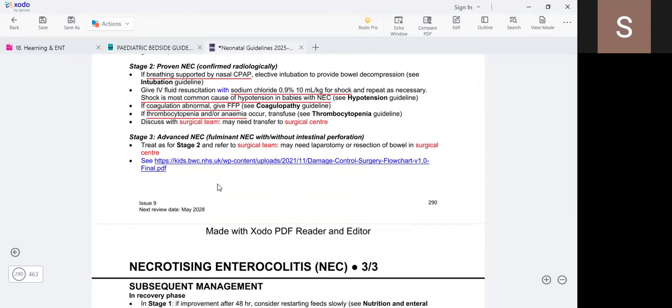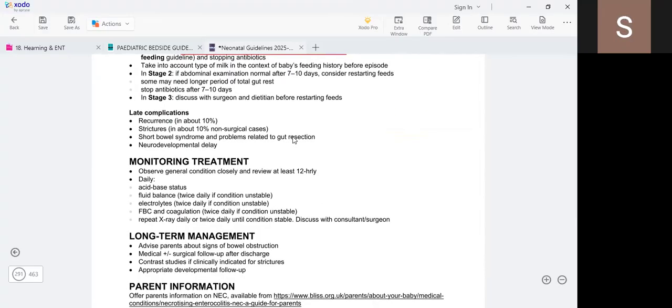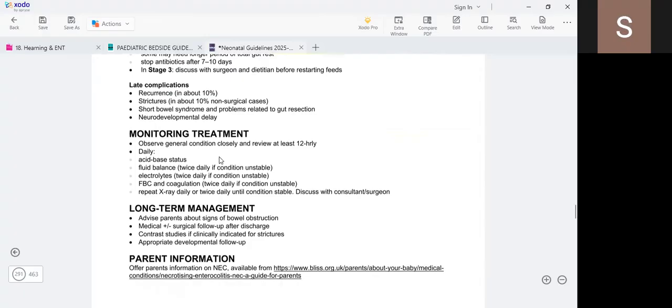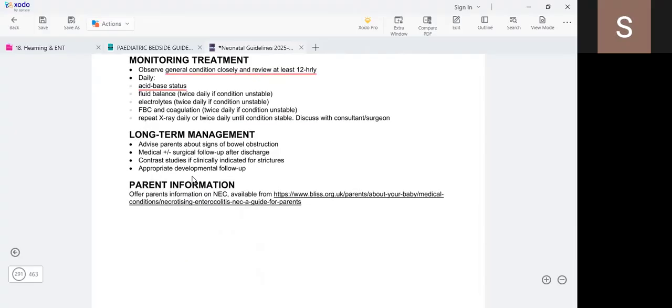Advanced disease needs surgical treatment. Subsequent management: feeds restored slowly. Then another important point: recurrence is not so important. Monitoring: acid base status. Long term: not important.